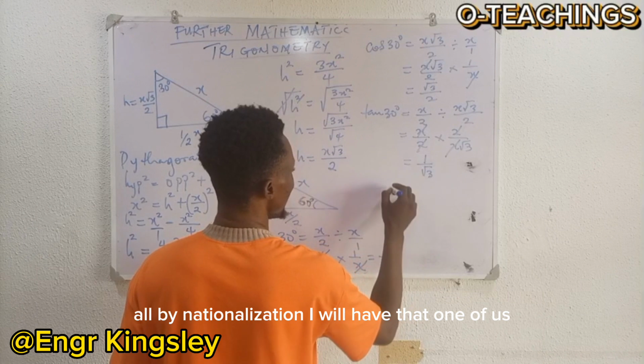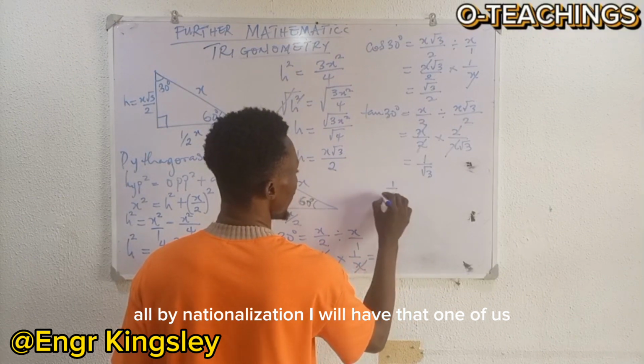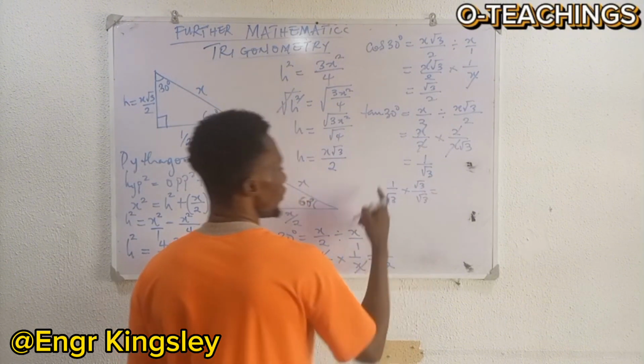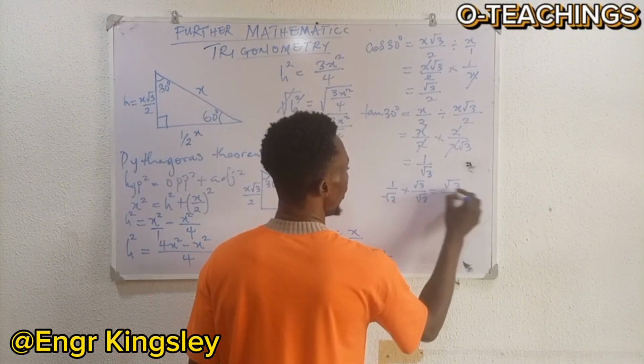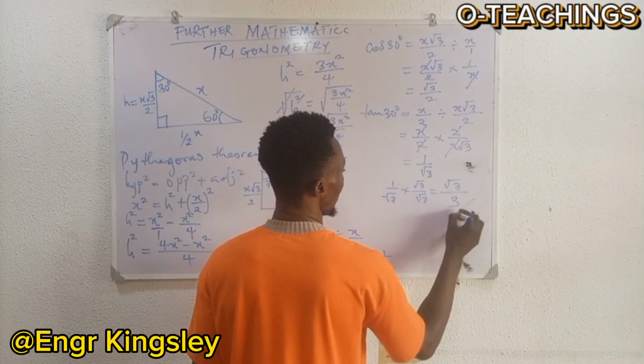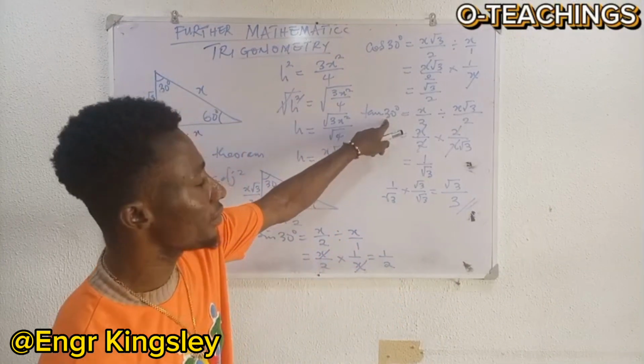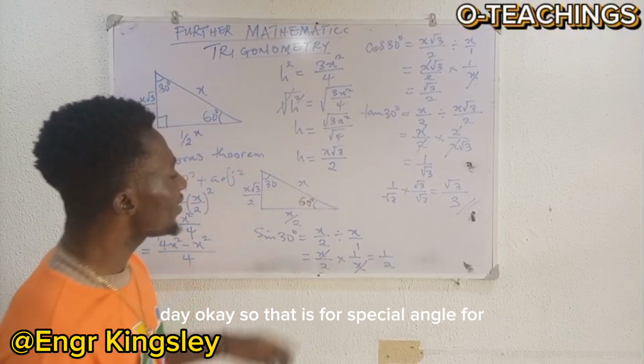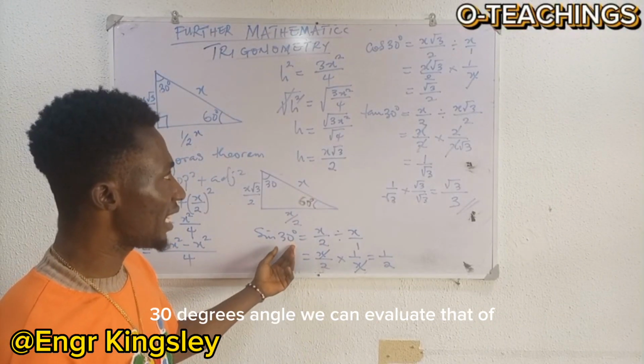Or by rationalization, I will have 1 all over root 3 multiplied by root 3 all over root 3, which will give me 1 times root 3 will give me root 3 all over, 3 times root 3 will give me 3. So another way of writing tan 30 is root 3 all over 3. Okay? So that is for the special angle of 30 degrees.